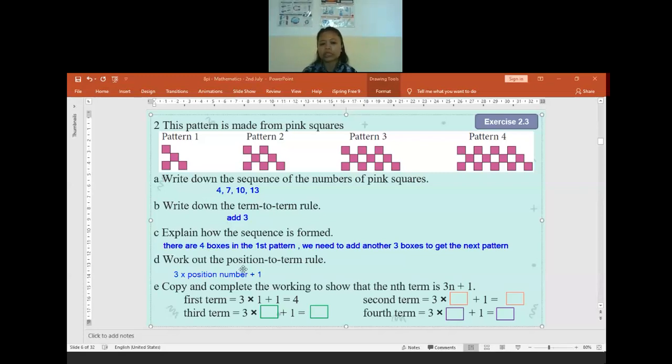The word position number has to be there. But when it is the n term, I need to see the letter n. You don't have to write it as position number. You can directly write it as 3 times n plus 1 or 3n plus 1. Is there anyone who is confused?